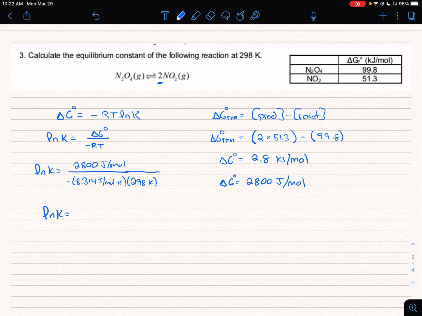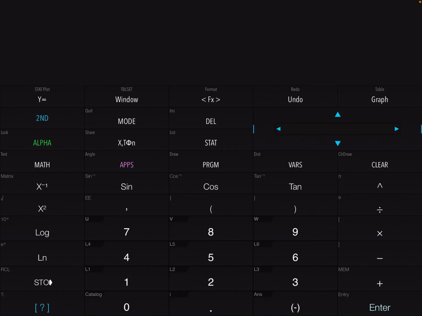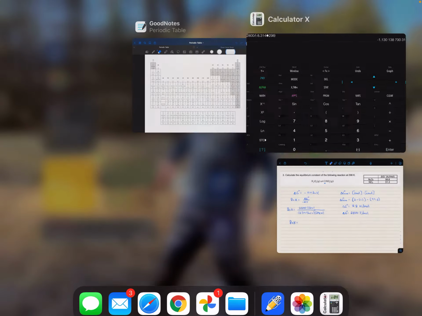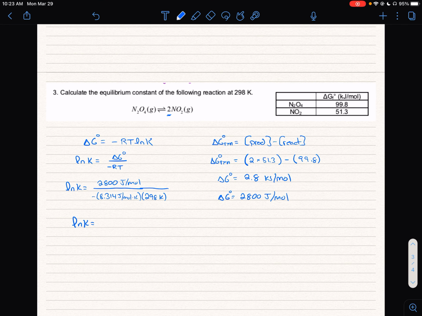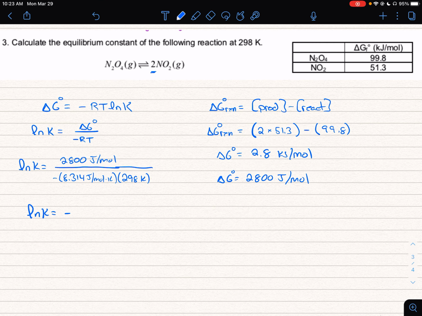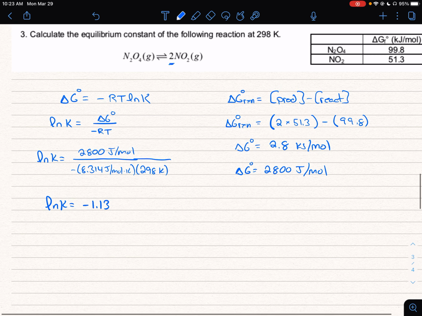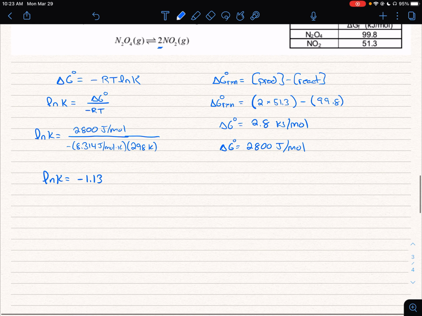So we're going to plug this into our calculator now. And so let's go back to our calculator function, and clear out what we have. And so we again had to get 2,800 divided by parentheses negative 8.314 times 298, close parentheses, equals, and so we get negative 1.13.